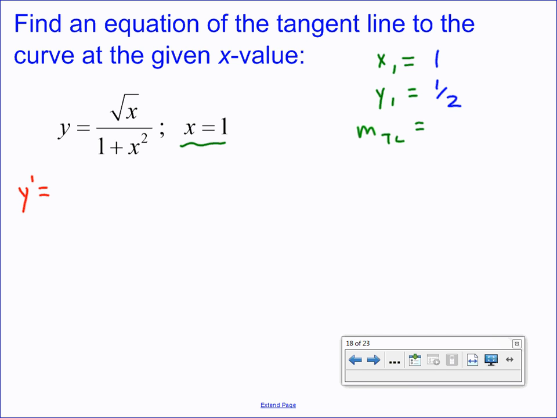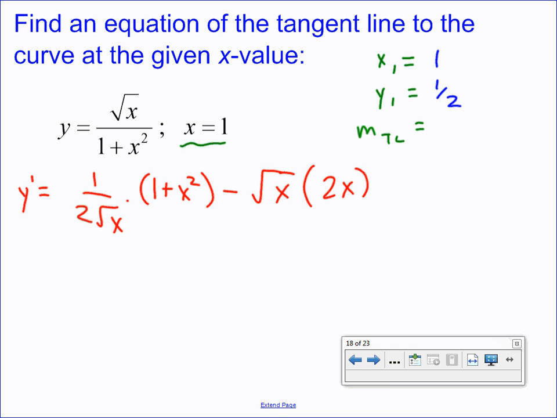Here we go. The derivative of a quotient of functions is the derivative of the top times the bottom minus the top times the derivative of the bottom all over the bottom squared. Whoa. Well, no one said it was going to be pretty.